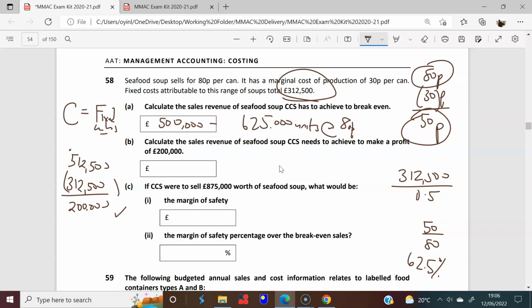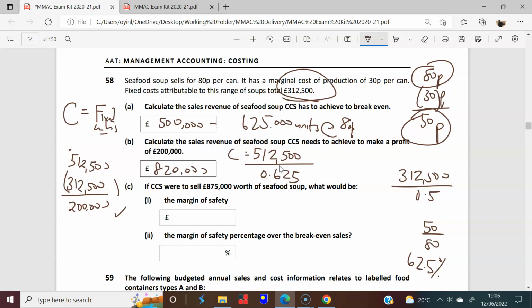So now that you know your contribution is 512,500, and you know that contribution is 62.5% of sales, all I now need to do is divide this by 0.625, and I will find what the sales are at that 0.625, and that's 820,000. It's 820,000, right? And that's what your sales are if you want to hit that profit.